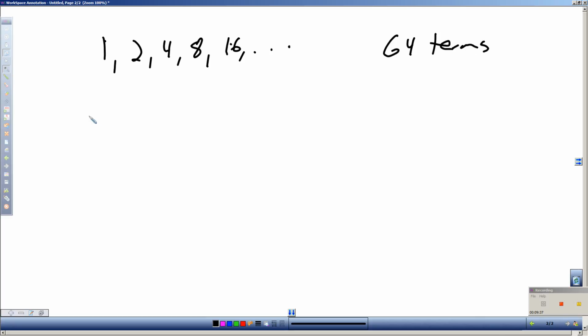So how would you write the equation for this first? So what are we trying to find? 1 times 2 to the n minus 1. Since this 1 isn't doing anything, I'm going to erase it. So I want to add up the first 64 terms of this. So the sum from n equals 1 to 64 of 2 raised to n minus 1.